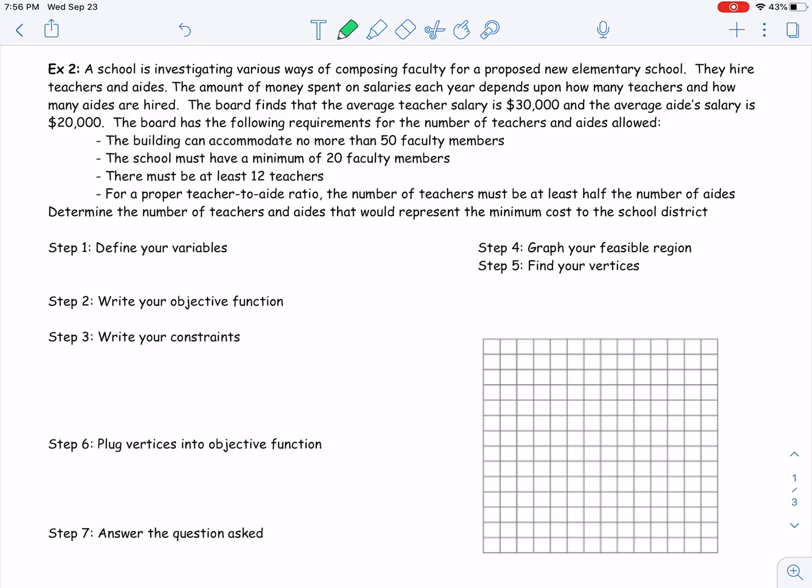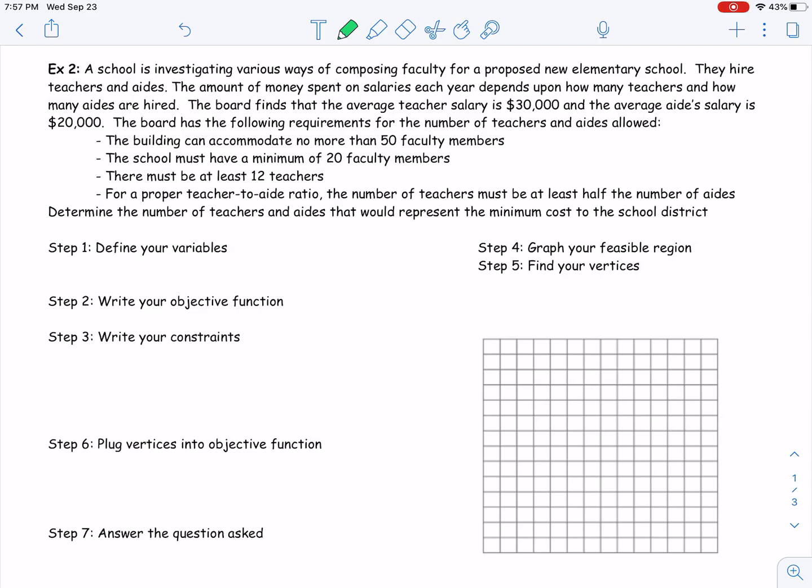The board has the following requirements for the number of teachers and aides allowed. The building can accommodate no more than 50 faculty members. The school must have a minimum of 20 faculty members. There must be at least 12 teachers. For a proper teacher-to-aide ratio, the number of teachers must be at least half the number of aides. Determine the number of teachers and aides that would represent the minimum cost to the school district.